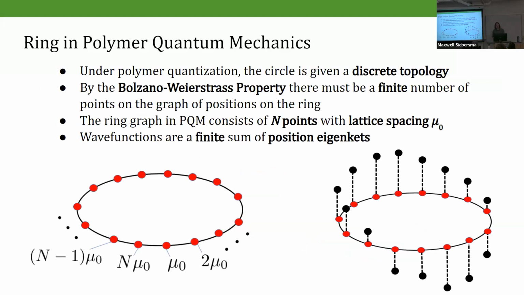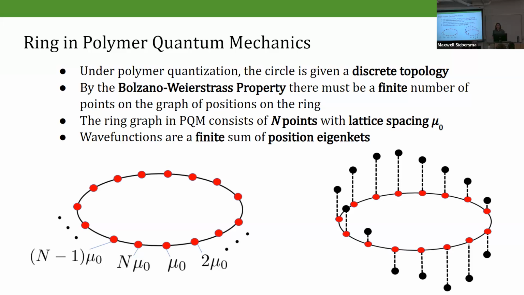So we have this discrete topology, but because of how our Weyl operators act as shifting operators on our system, we can still use those to get back to a sense of periodic boundary conditions. Namely, that if you use the Weyl operator on a position eigenstate enough times, you will shift it all the way back around to its original point. And another important thing is the Bolzano-Weierstrass property, which we talked about earlier, guarantees that if we are on a compact space and we're not allowing limit points, then we must have a finite number of points.